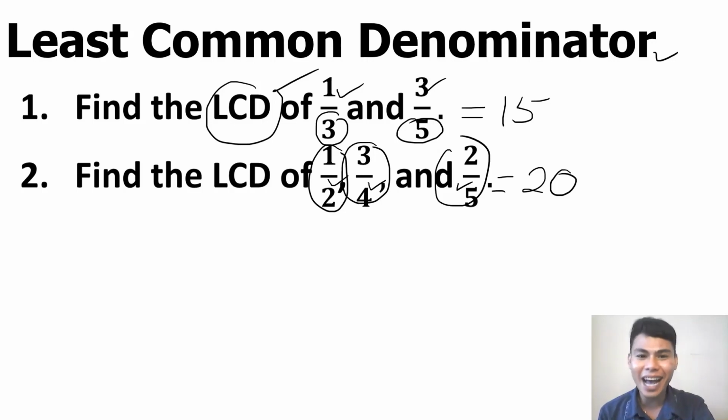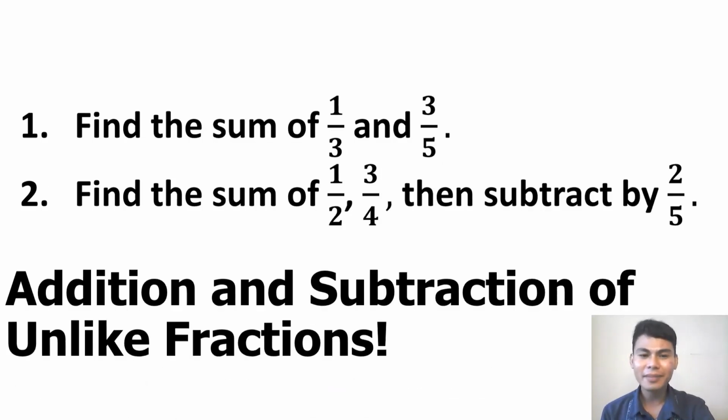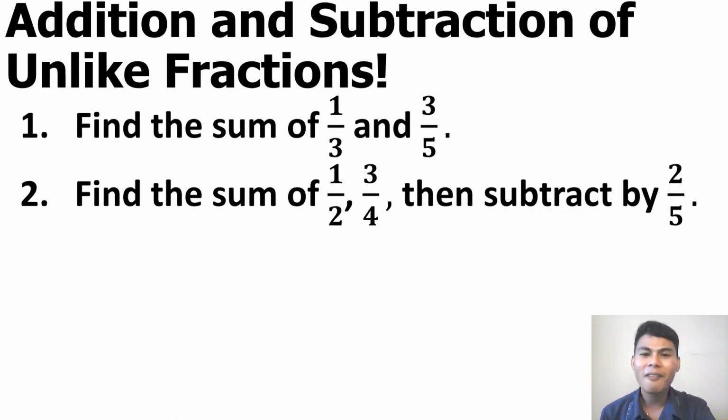Okay? So let's have this example. Find the sum of 1/3 and 3/5. Okay, continue lang po ito. We are using the same denominator lang po. Kanina ha, 3 and 5. Para diretso lang po ang pag-solve natin. Because, again, I just introduced you to the concept of LCM. Di ba? At saka LCD. So, ngayon, we will be adding.